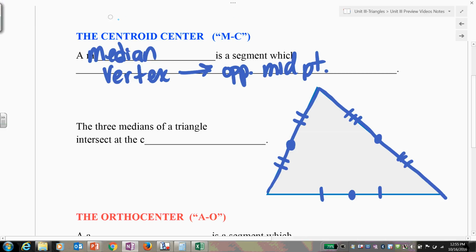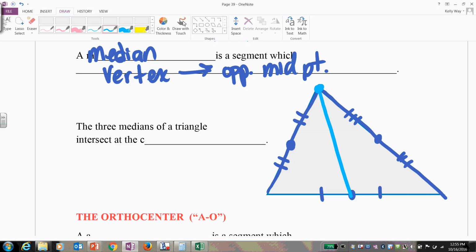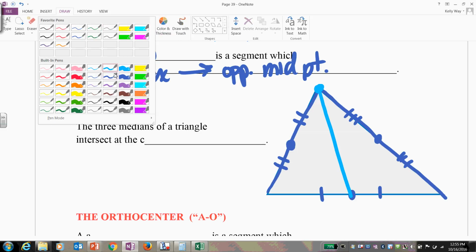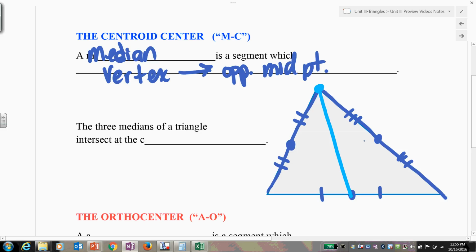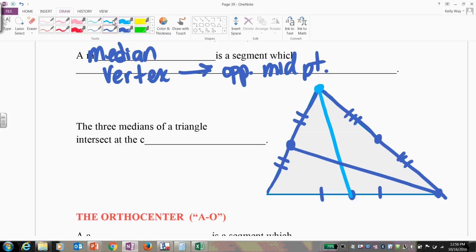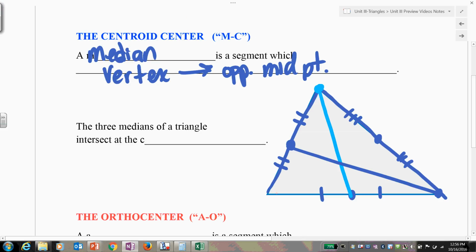Now we're going to trace 3 medians. Vertex, opposite midpoint. That's a median. Let's do another one. Vertex, opposite midpoint. Let's try another one. Vertex, opposite midpoint.